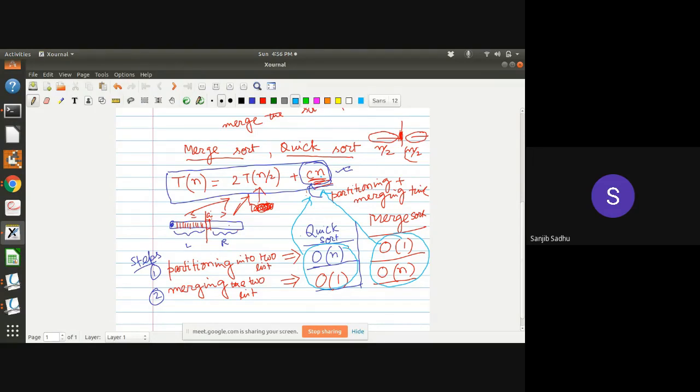In case of quick sort, partitioning takes big O of n and merging takes big O of 1. Whereas in case of merge sort, partitioning takes big O of 1 and merging takes linear amount of time. Clear? So in this way you should say. Next.